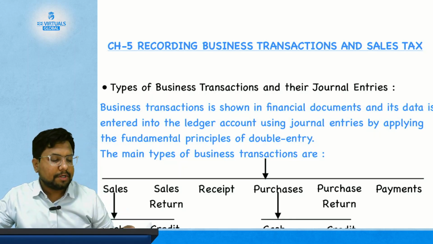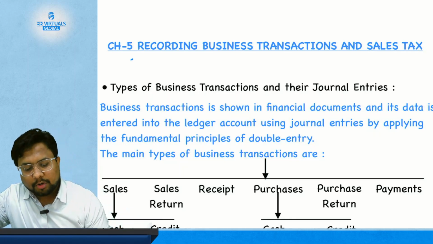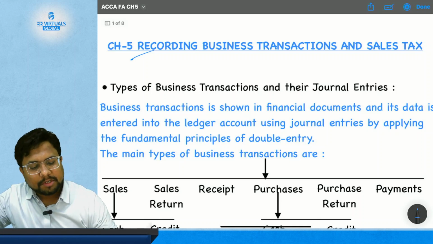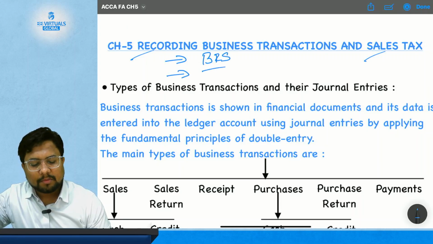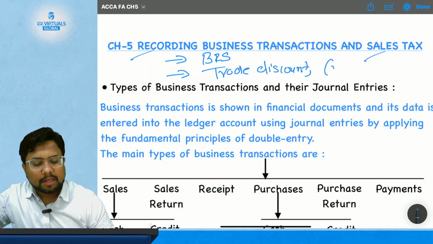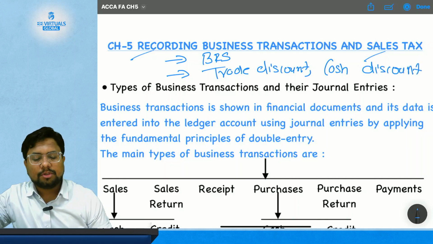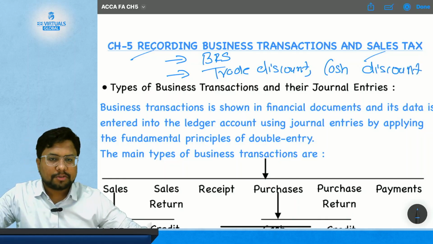So what do we need to study in this chapter? We will study recording of business transaction, then we will study sale tax, then we will also study what is bank reconciliation statement, and then we will study regarding the trade discount and also regarding the cash discount, which is also known as settlement discount. So in this chapter we need to study all these topics.